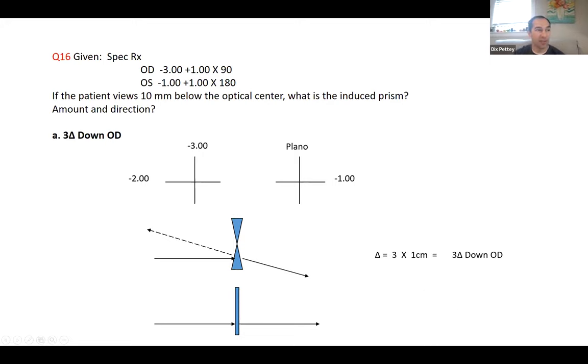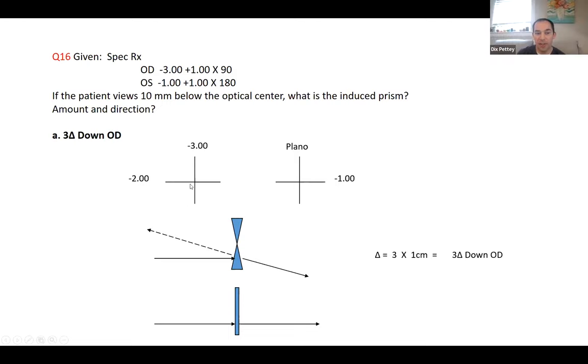Okay, I think we have time for our last question. To the right or to the left? I don't think I would get to that answer. So how would the equation differ if this patient would look 10 millimeters to the right? Like, how would we describe that with the basis? It would be, if it's looking to the right, it would be the base out, but how would the prism diopters be?